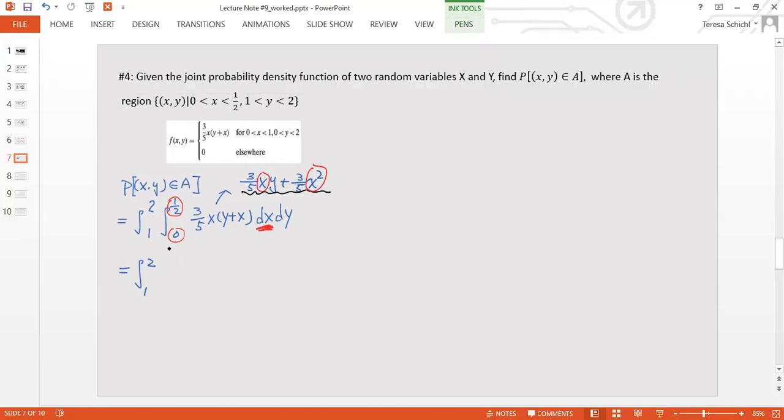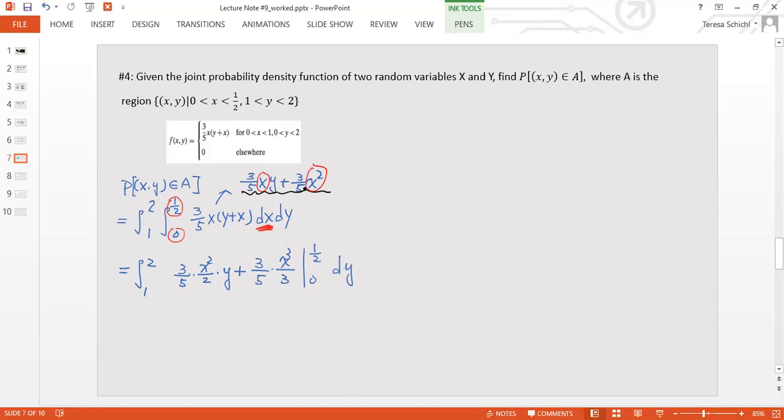So this is 3/5, and the integration of x is x squared over 2, then the y is still here, correct? Then the second one is 3/5 x squared. What is the integration of x squared? It's x cubed over 3. Because they have bounds, you put 0 to 1/2 as your bound. Then you still have dy to integrate.